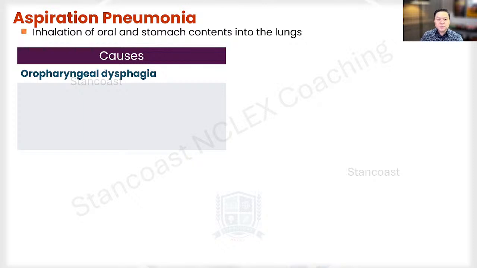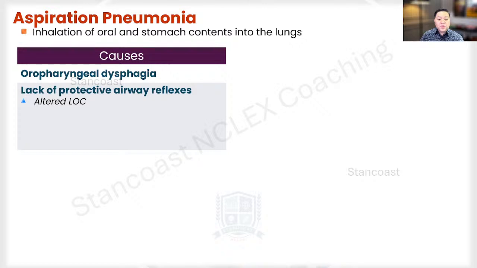Now, there's also the lack of protective airway reflexes, for example, the swallowing or the coughing reflexes. Sometimes these can be lost. For example, if the person undergoes a surgical procedure, or once they have completed their surgical procedure, or any diagnostic test requiring general anesthesia, then definitely they are prone to having this kind of issue.